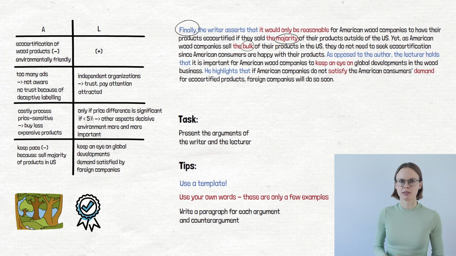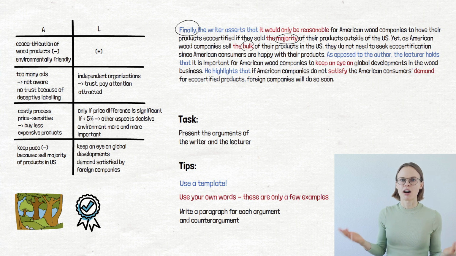Now, as you can see here, I started my first sentence about the counter-argument of the lecturer with "as opposed to" to indicate that this is a counter-argument, and I used the verb "to hold". I said the lecturer holds that, and I used "to highlight". These are all nice verbs you can use instead of "to say" or "to state". That's it. We're done. This is an integrated essay for the first integrated task in the ETS practice test.